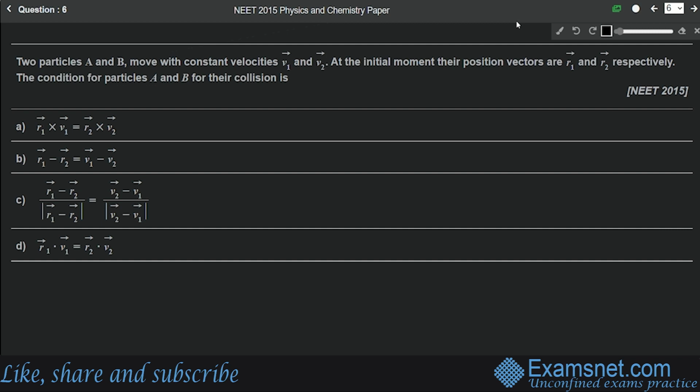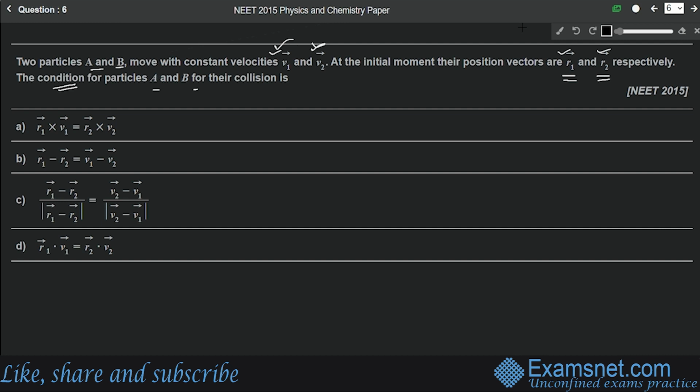Now question number 6. Two particles A and B move with constant velocities vector v1 and vector v2. At the initial moment their position vectors are vector r1 and vector r2 respectively. The condition for particles A and B for their collision is. Okay, so two particles are there and they are moving. The initial position vectors for A and B are vector r1 and vector r2 respectively, and the initial velocities for them are vector v1 and vector v2 respectively. Okay, so it is asked what will be the condition under which these two will collide.